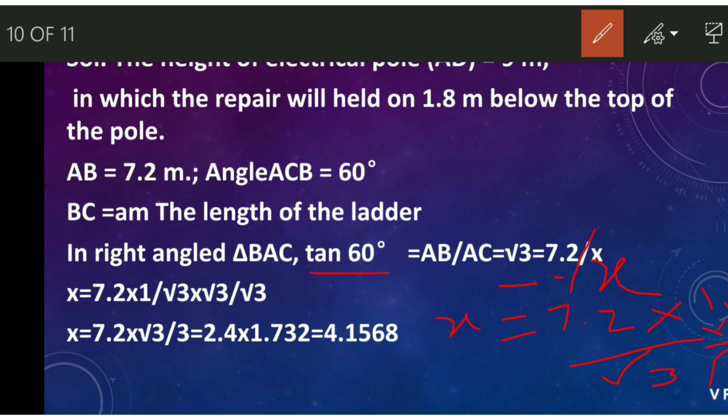Actually, the step is what he did here. Again, x is equal to 7.2 into root 3 by 3, because root 3 into root 3 is 3. Now 3 ones are 3, 7.2 divided by 3 is 2.4. We get 2.4 into 1.732. Then on multiplication we get 4.1568. That is the distance between the foot of the pole and the foot of the ladder.